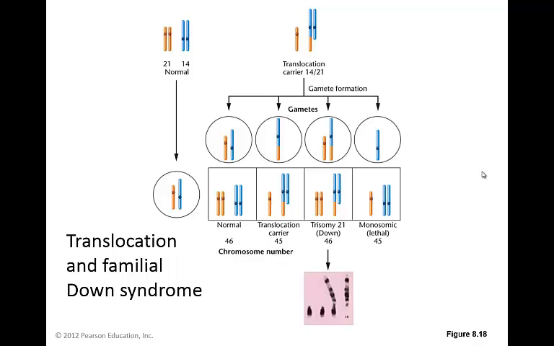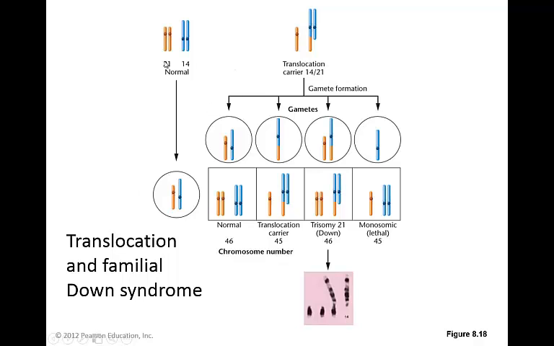So there are cases where it's known that this translocation is involved with familial Down syndrome or inherited Down syndrome. Most of the cases of Down syndrome do not run in families, but there are a few cases, we call it familial Down syndrome, where it does run in families.